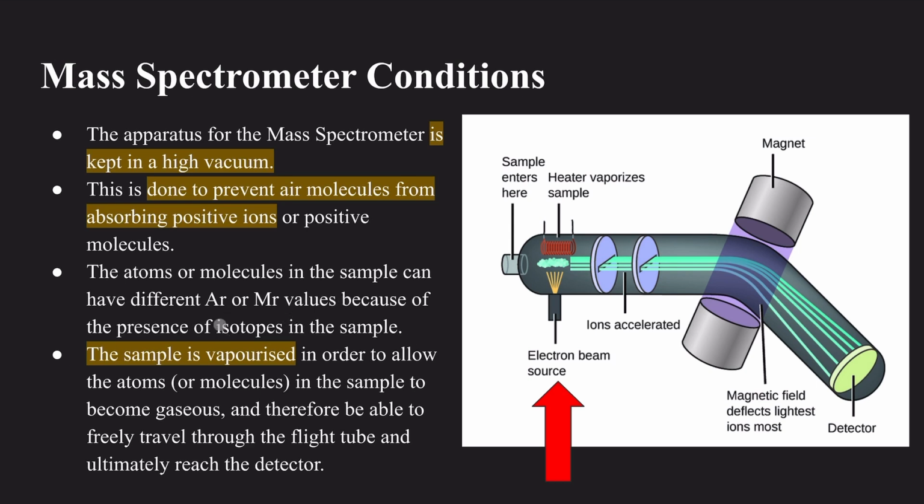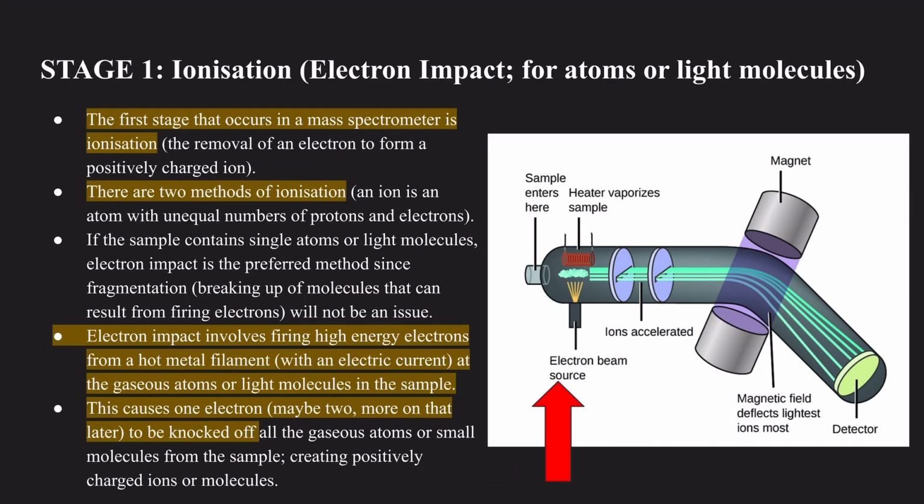So remember that isotopes are always present in the sample. The sample is vaporized in order to allow the atoms or molecules in the sample to become gaseous and therefore be able to travel freely through the flight tube and ultimately reach the detector, right? That's the ultimate goal.